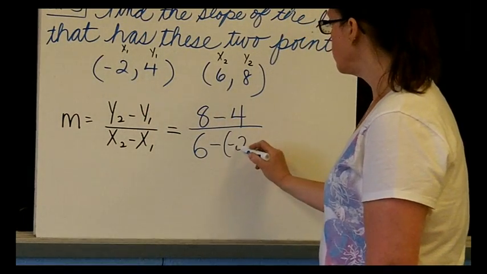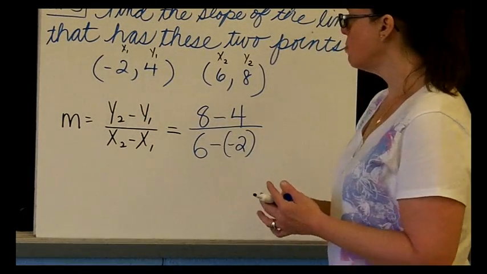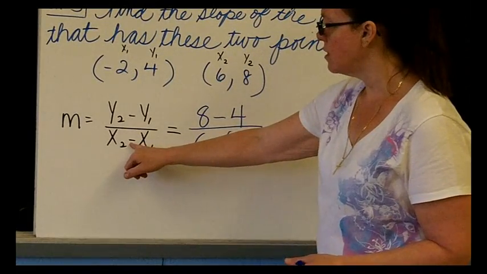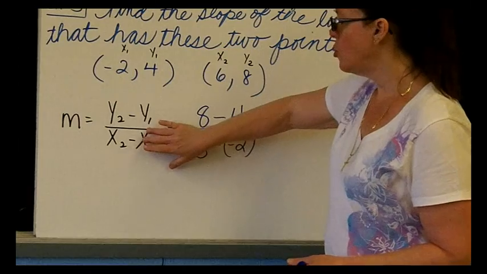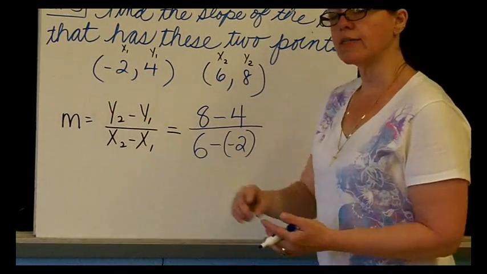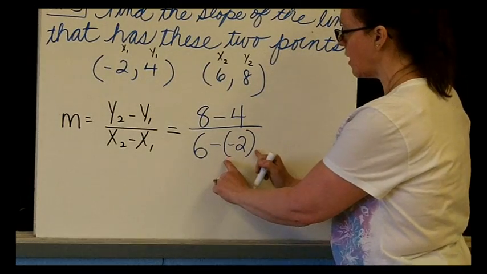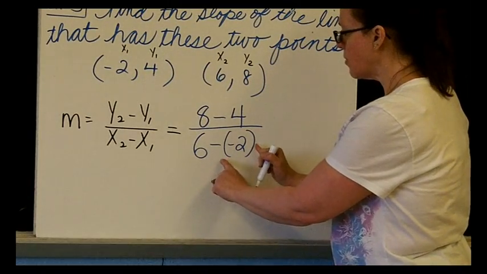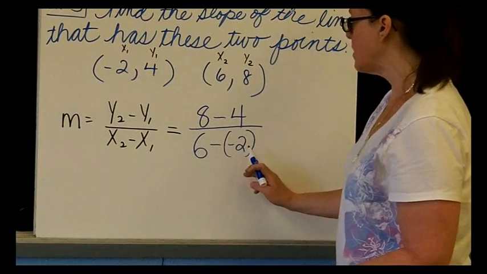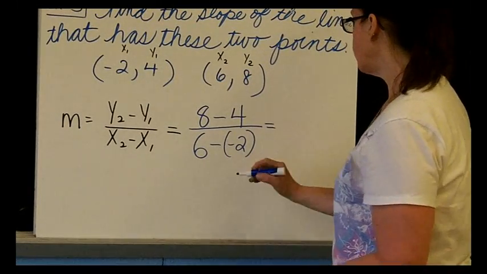A negative 2. It's important to remember and to realize that this minus sign is applied to the x. It doesn't take the place of a negative in the x. That's why, if you notice, I wrote my x in parentheses, because I want to remind myself that I'm subtracting a negative 2. And now we simplify.